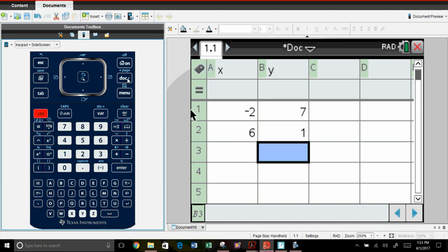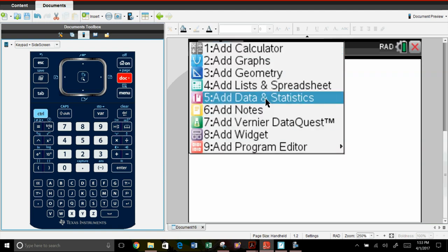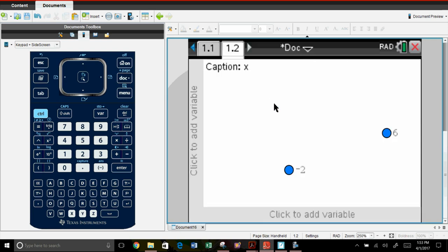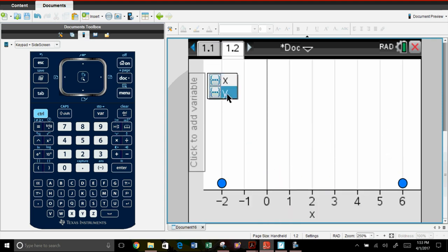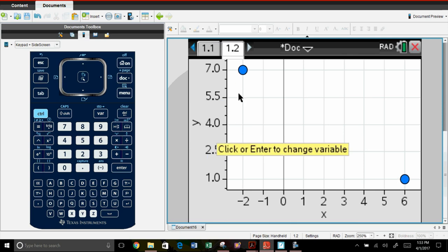So Control Doc. I want to go to DNS, Data and Statistics. Here are my 2 points. I'm going to label this one as my X value, my X-axis. X goes across. This axis will be your Y-axis. Y goes up and down. I have my 2 points.